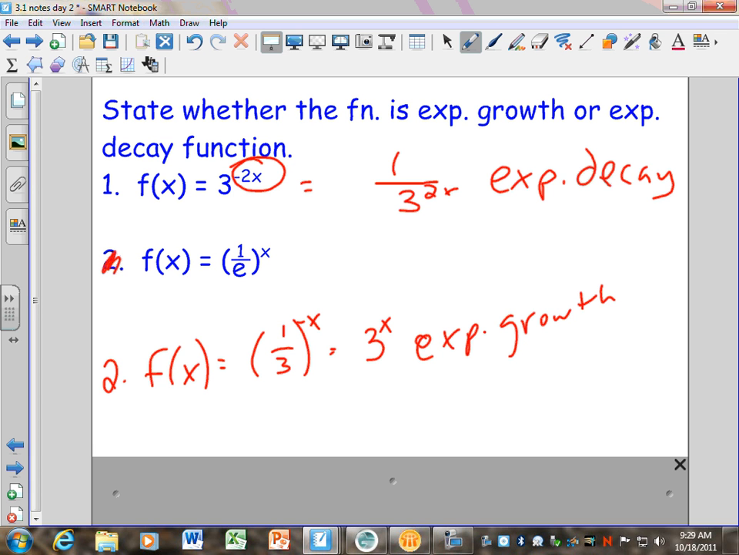B is the base. Look, I'm gonna look and make sure I know. Why do they write it so confusing?